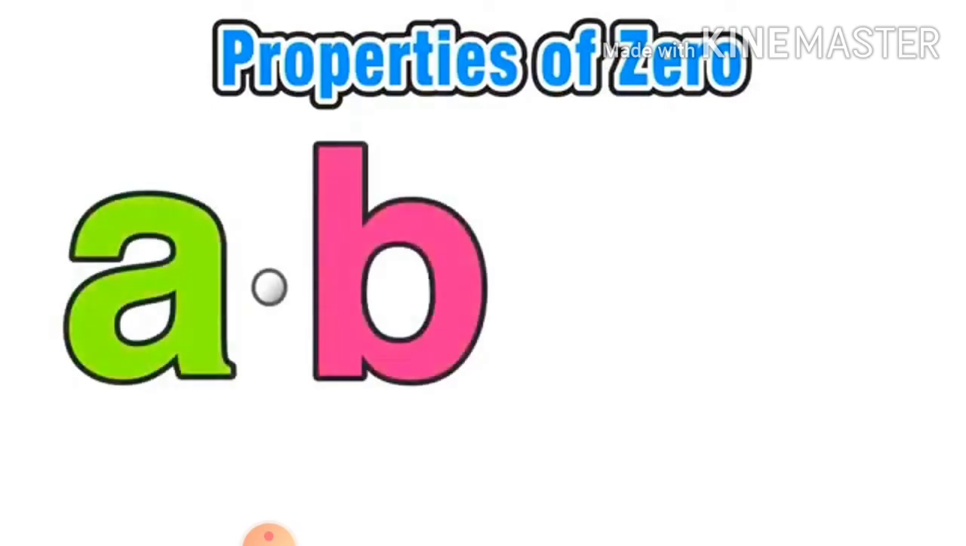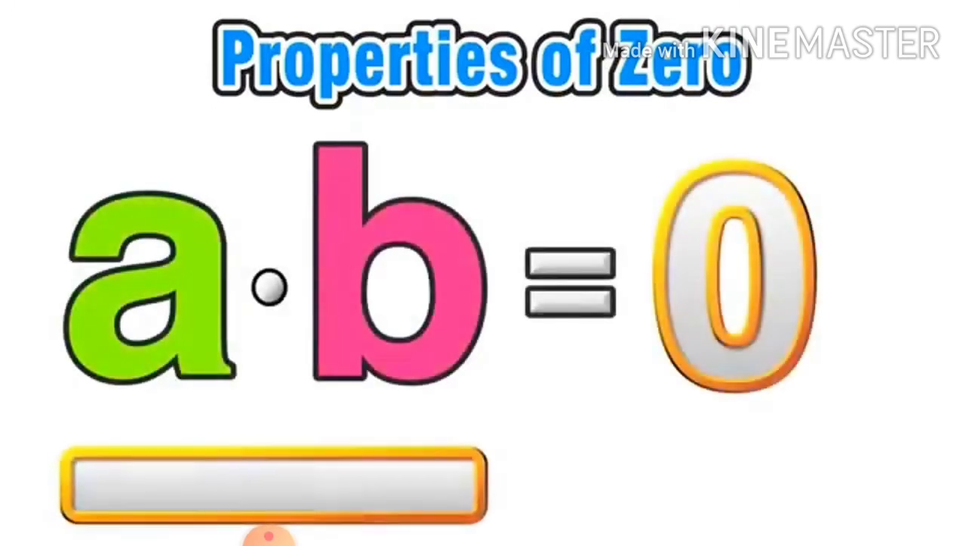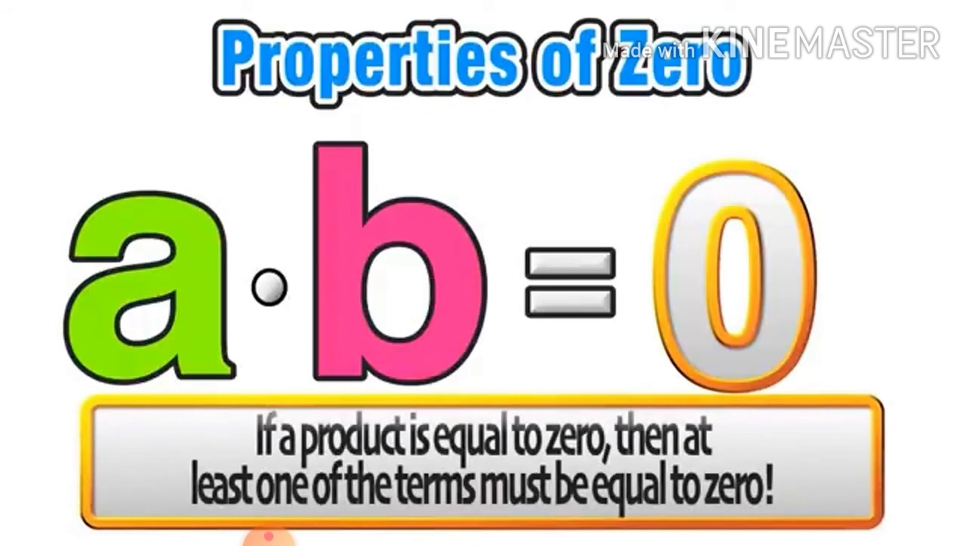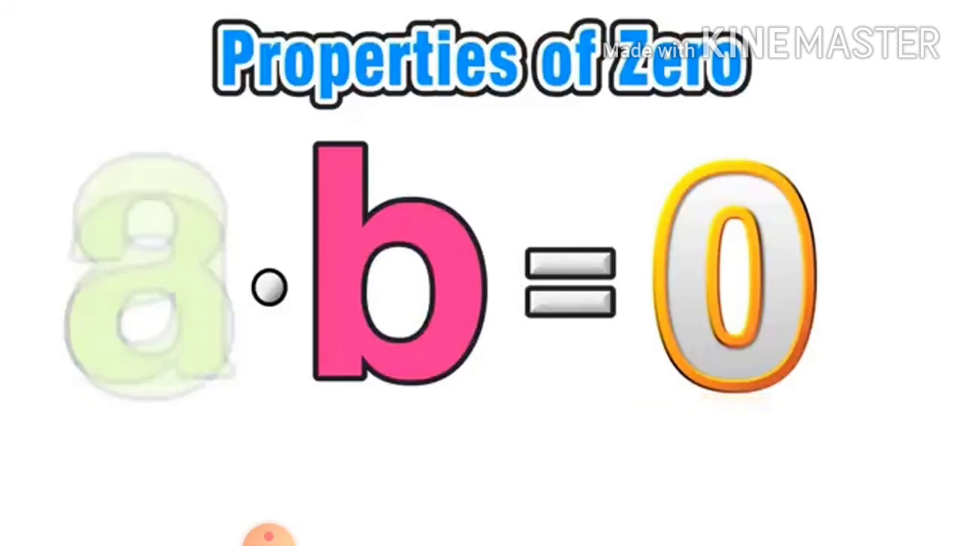Next, we can envision a scenario where we have two real numbers, we'll call them A and B, and their product is equal to zero. Now, we're going to say that if a product equals zero, then at least one of the terms, either the A or the B, must equal zero, since we know that any number times zero is going to equal zero.